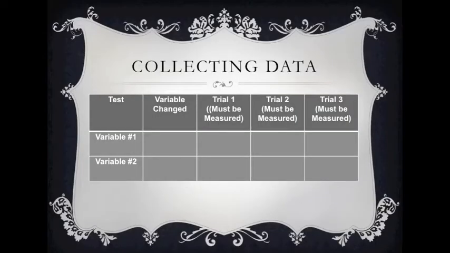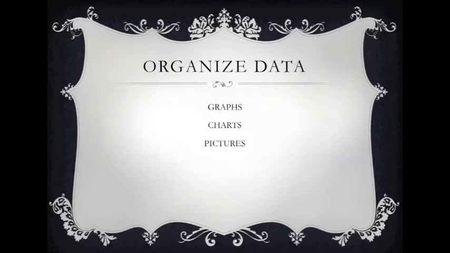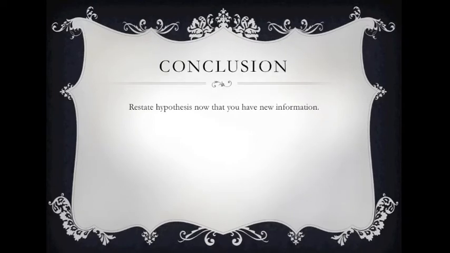Hypothesis. Your data should be recorded on a chart just like this. Our independent variable was the density, so variable 1 was loose snow, variable 2 was packed snow. We would record how much water was created, and we would have done that whole thing 3 times. Next, you're going to organize your data in either charts, graphs, or pictures, some way you can look at it and analyze it. And the final thing you have to do is restate your hypothesis now that you have that new information with the conclusion.